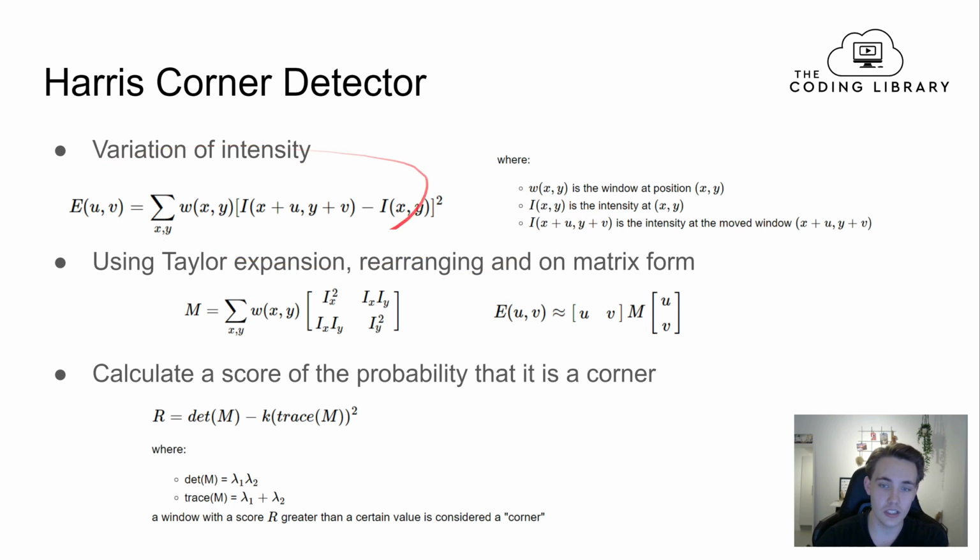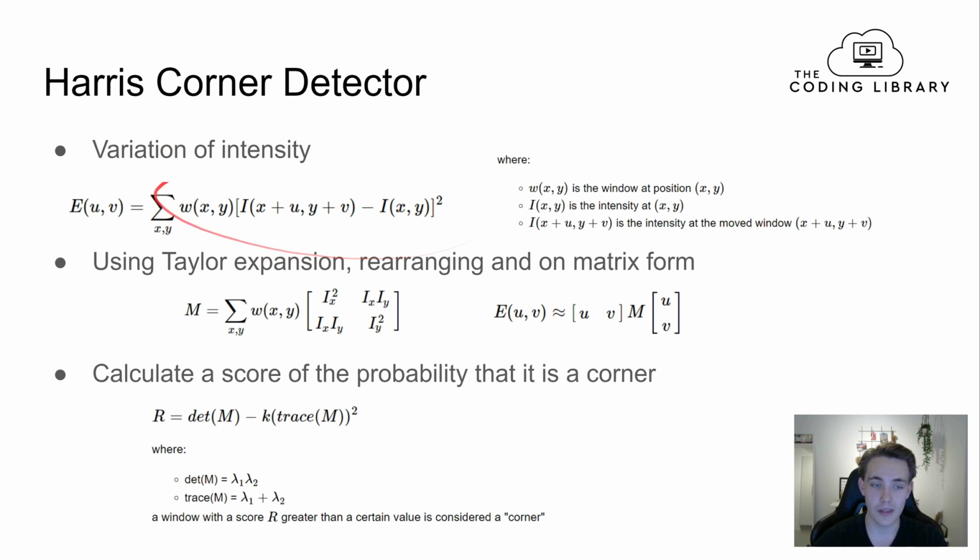So we can set up this equation here where we have the variation of the intensity here to the left. And then we have here the window at position. So we're dealing with windows here where we're going over the image in windows. And then we have the intensity at the moved window here. So when we're moving the window, we have this intensity at the moved window. And then we have a displacement in the X direction, and also a displacement in the Y direction, which is the u and v here. And then we subtract that with the intensity at the pixel coordinate. So these are specific pixel coordinates that we're looking at.